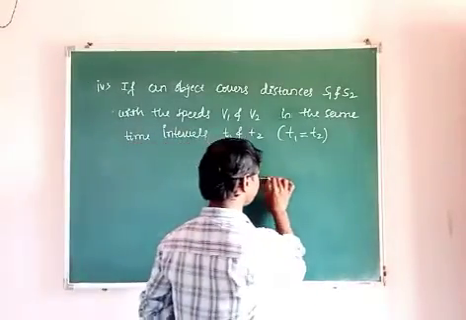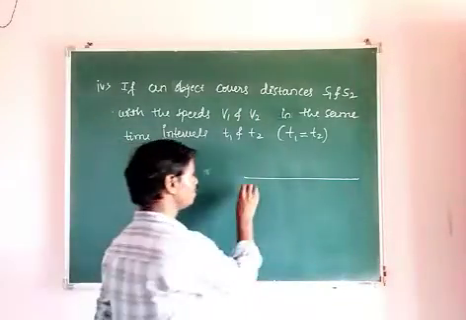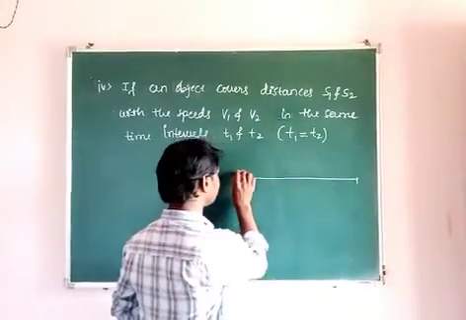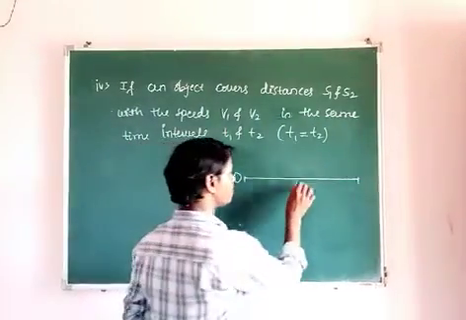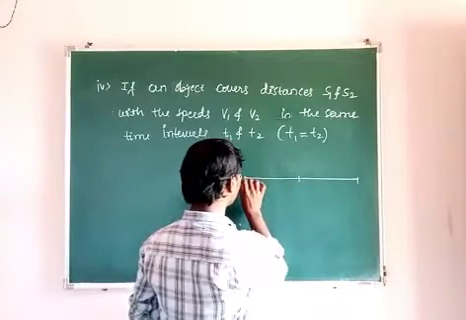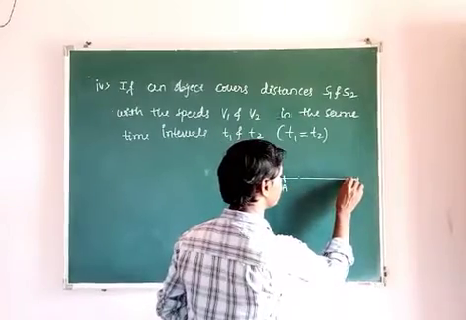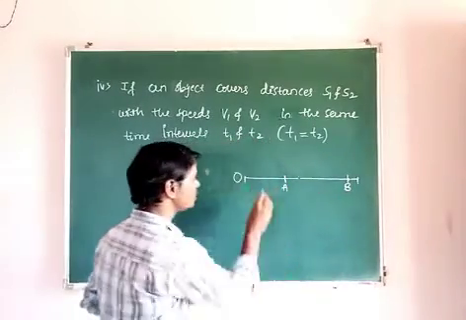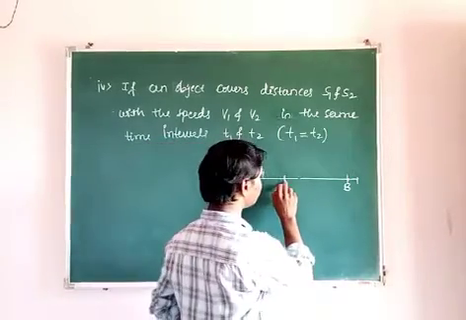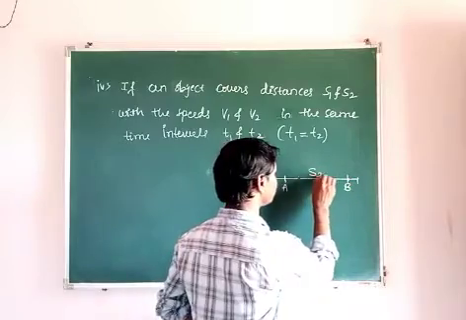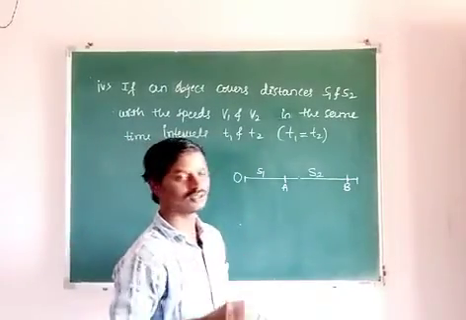Now let us consider this is the distance covered by the object from O to some point. O is the reference point here, it is also called the origin. Then I will take this point as A and this point as B. The distance traveled by the object from O to A can be taken as S1. The distance traveled by the object from A to B can be taken as S2. Here S1 and S2 are not equal. But here T1 and T2 are equal.